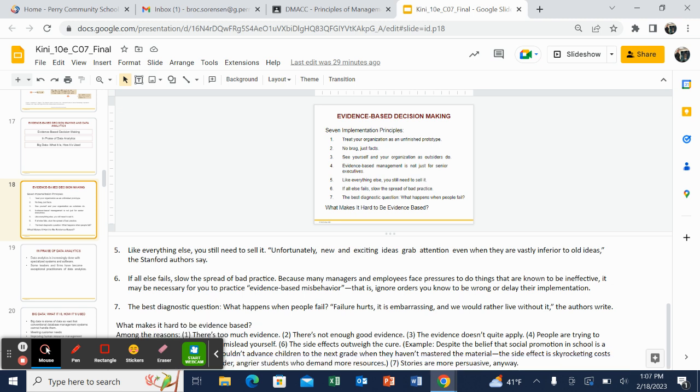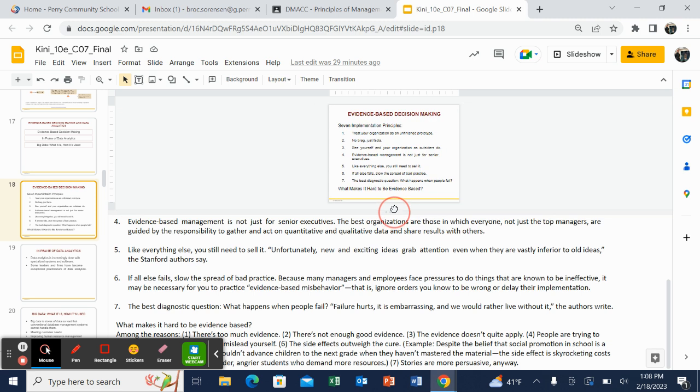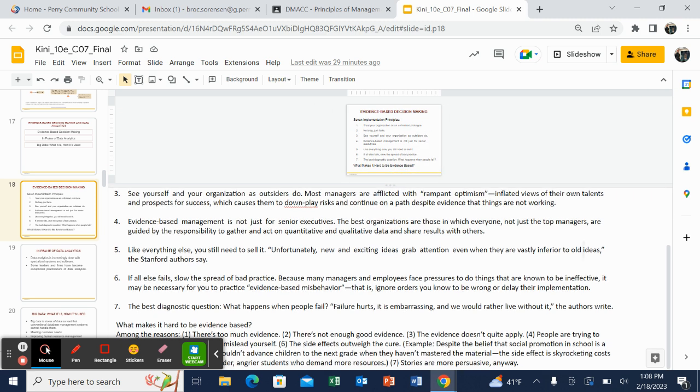And then number 7, the best diagnostic question: what happens when people fail? Failure hurts, it's embarrassing, but we would rather live without it, the author writes in our book here. So ultimately it can be difficult to admit failure, to admit problems, but ultimately that's how organizations get better and are able to move forward with their practices and with their businesses.